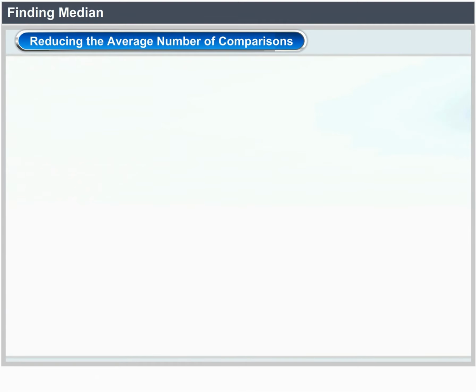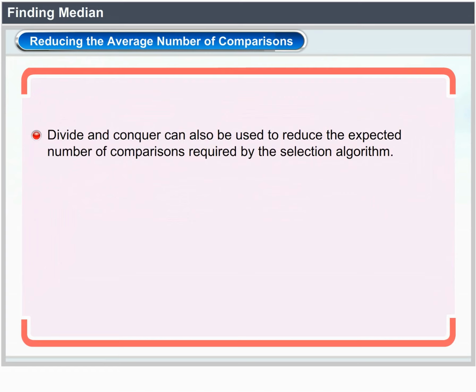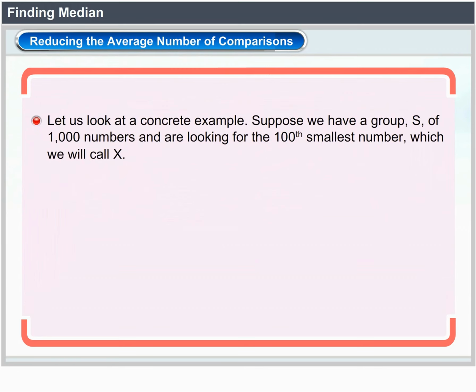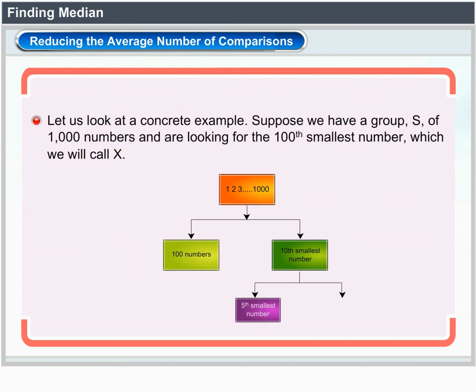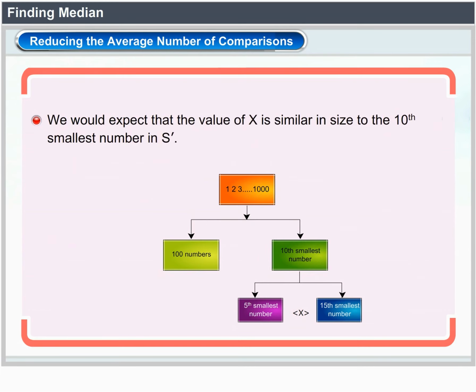Reducing the average number of comparisons. Divide and conquer can also be used to reduce the expected number of comparisons required by the selection algorithm. Let us look at a concrete example. Suppose we have a group S of 1000 numbers and are looking for the 100th smallest number, which we will call X. We choose a subset S' of S consisting of 100 numbers. We would expect that the value of X is similar in size to the 10th smallest number in S'.